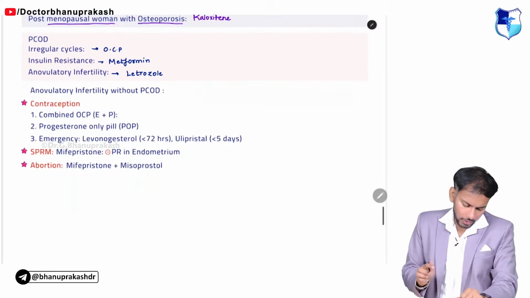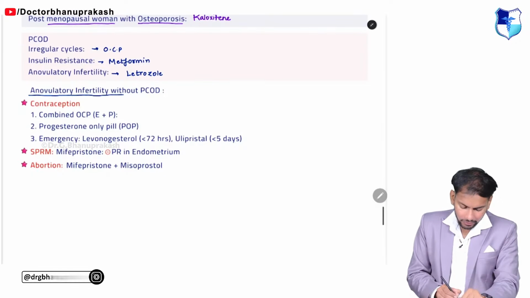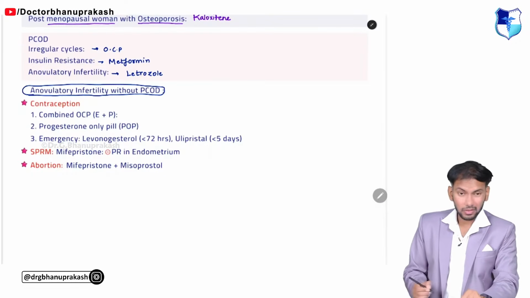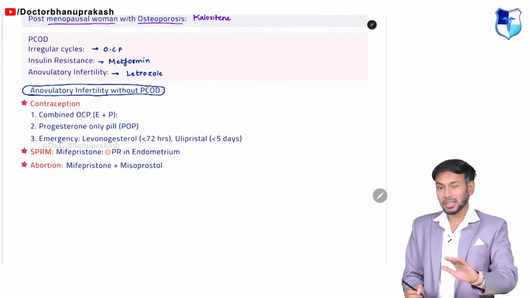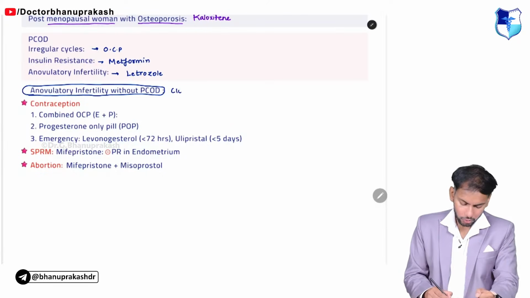Yes, now, coming to the anovulatory infertility without PCOD. She has anovulatory infertility, but this time she does not have PCOD. Here you can use clomiphene.